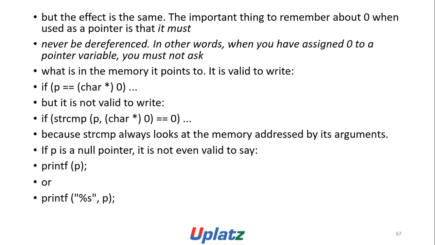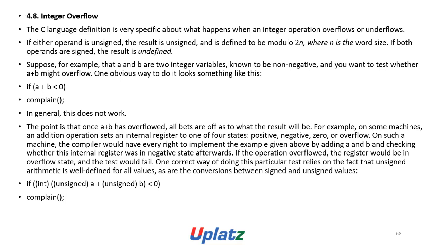In other words, when you have assigned 0 to a pointer value, you must not ask what is in the memory it points to. It is valid to write if (p == (char *) 0), but it is not valid to write if (strcmp(p, (char *) 0) == 0), because strcmp always looks at the memory addressed by its arguments. If p is a null pointer, it is not even valid to say printf(p) or printf("%s", p).